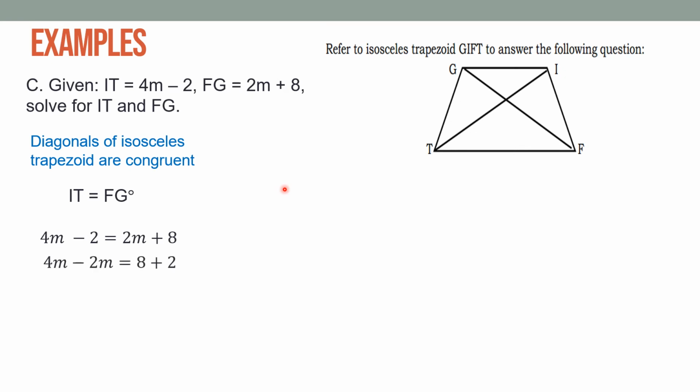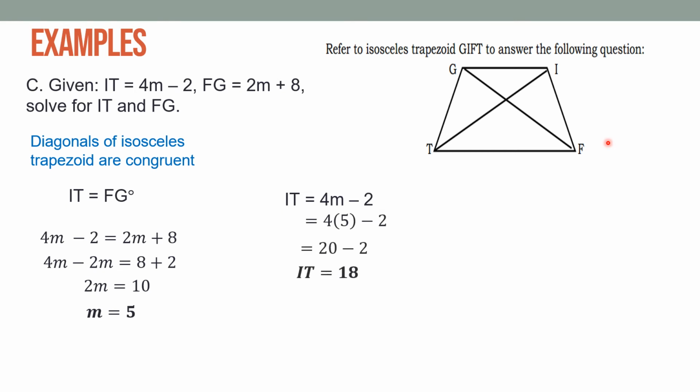4m - 2 equals 2m + 8. They are the same length of line. Combine similar terms: 4m - 2m equals 8 + 2. 2m equals 10, divide both sides by 2, m equals 5. To solve for the length of IT, 4m - 2, substitute the value of m into the given expression. 4 times 5 minus 2, 20 minus 2, IT is equal to 18. And then FG is equal to 2m + 8. Substitute the value of m: 2 times 5 plus 8, 10 plus 8, FG is equal to 18.